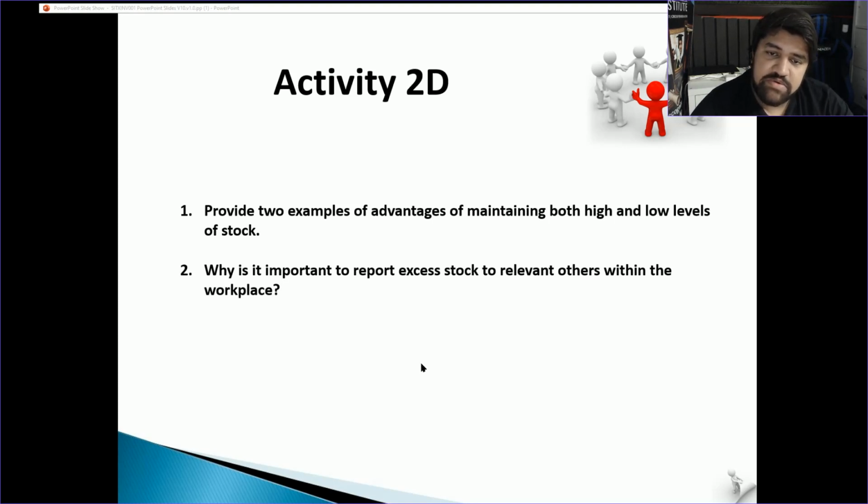Why is it important to report excess stock to relevant others within the workplace? Well, they're the ones that are making the important decisions. They can make the decision on putting on specials or running ad campaigns or marketing to sell that stock to customers so that the cash can be freed up and essentially bring everything back to normal. They can also check, why is it in excess? Why are we not using this item? They can sell off the items to another supplier or another restaurant if possible. Things like that. They can make those decisions and they know what's going on.